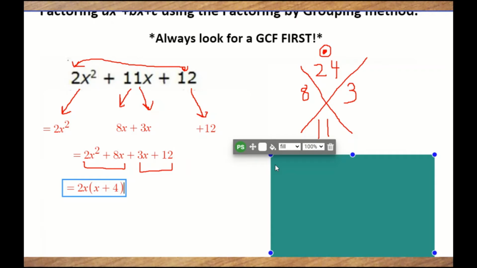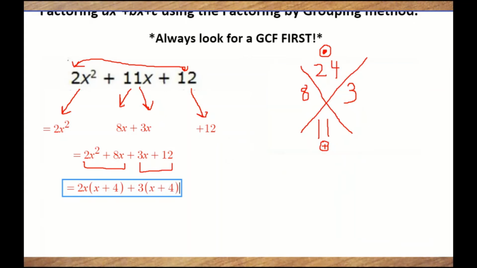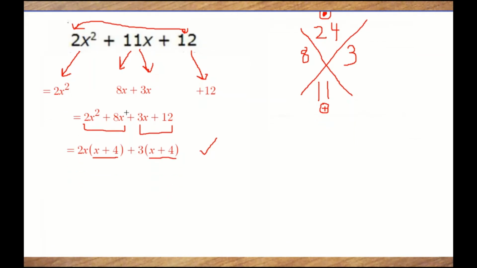In the next group, our GCF is 3. So I'm going to write plus 3, and I'm going to divide out 3 out of each of those terms. So I get x plus 4. Now this is where you're going to stop and make sure that you're doing it correctly. The way you know that you're doing it correctly is that both binomials in the parentheses must be the same. So if they're the same, we're in good shape. And just do a little check mark here. Okay, I checked it. We're doing good.